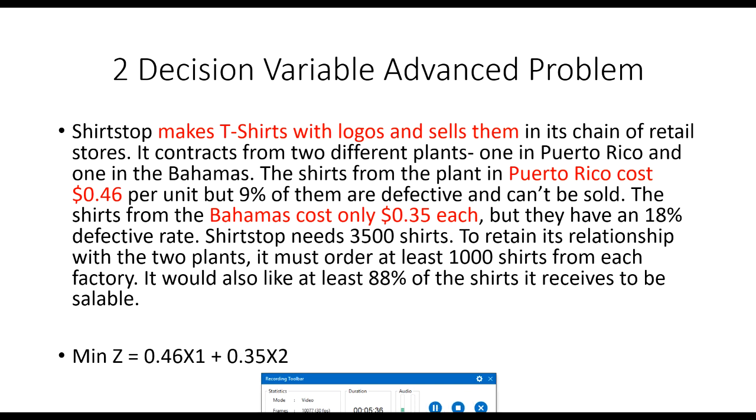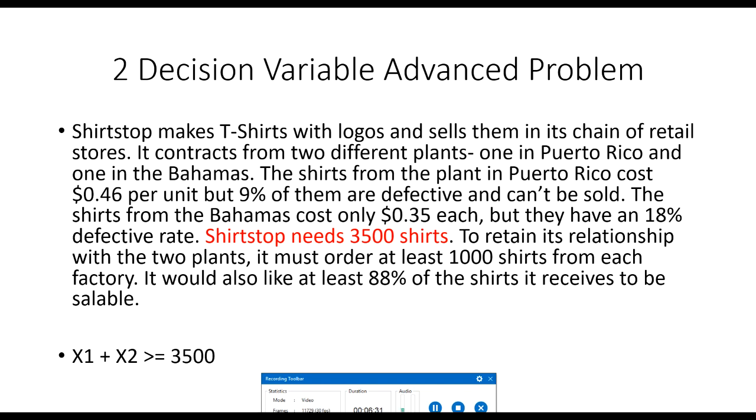As we move to the next screen, we see constraint number one. ShirtStop needs 3,500 shirts. This is our minimum requirement. We get shirts from Puerto Rico. We get shirts from the Bahamas. Puerto Rico is X1. The Bahamas is X2. So our total amount received from X1 and X2 must be 3,500 or more. Any less than that, we cannot proceed. That's our first constraint. Any ordering choice must have a minimum of 3,500 shirts included.